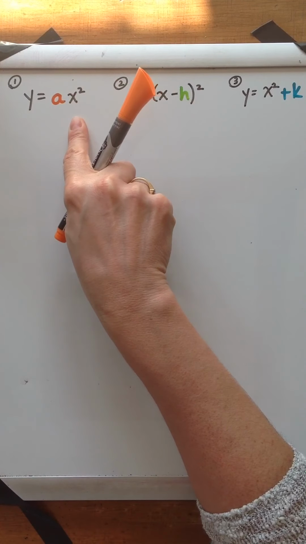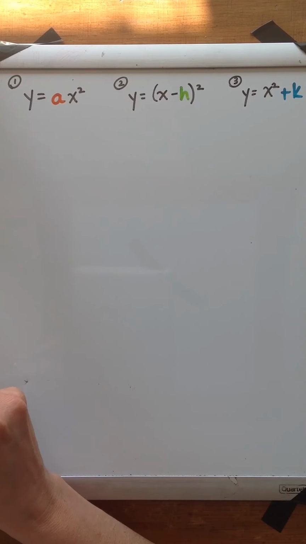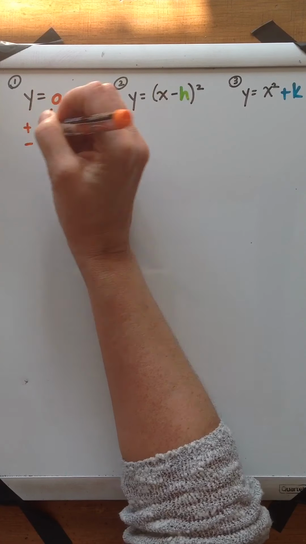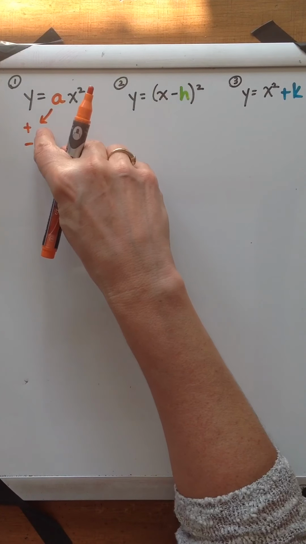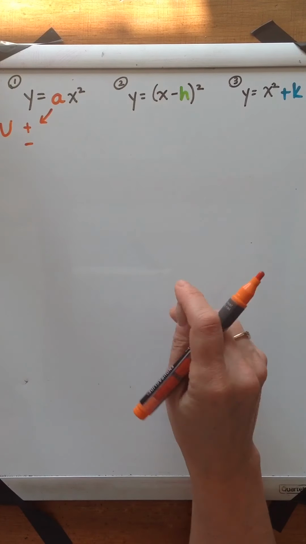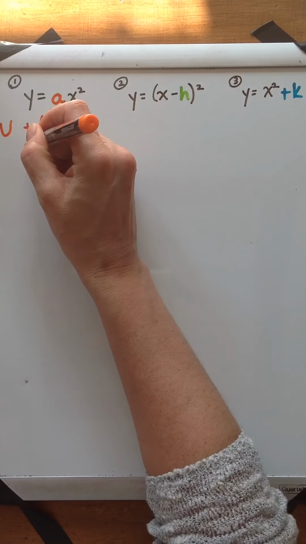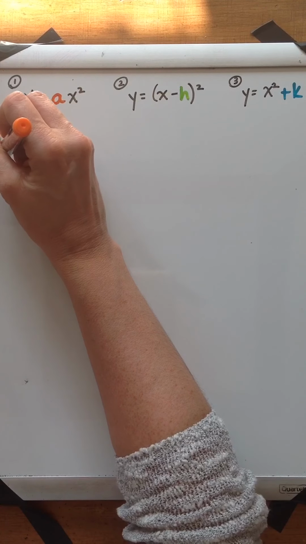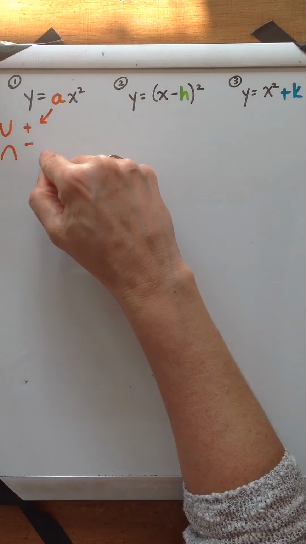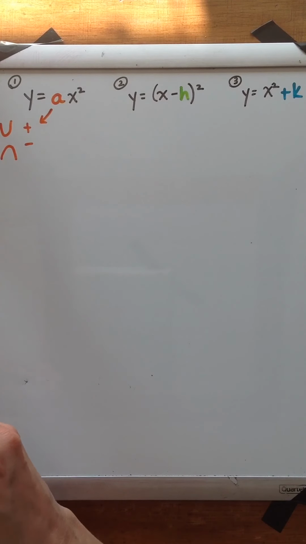So in the first page of your investigation, we played around with this a value. And we played around with it in a couple of ways. First of all, we looked at whether it was positive or whether it was negative. And we came to the conclusion that if it's a positive value, it results in an upward facing parabola, or I like to call it a happy face. It's happy, it's positive. And if it has a negative value, it turns into a downward facing parabola, or I like to call it a sad face. So the sign of a is really important in understanding a little bit about the behavior of a given parabola.